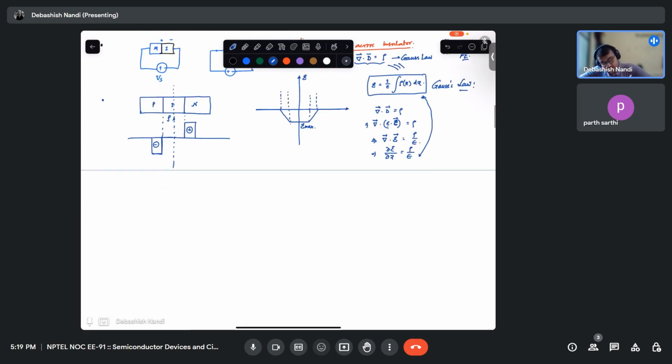So similarly, what will be your potential profile? Potential profile will be nothing but differentiation. No. Yes, sir. How can potential be differentiation? It is minus integration of Ex dx, right? Sorry, sir, integration. Yes, sir. So this will be quadratic, then linear, then again quadratic and then straight, right?